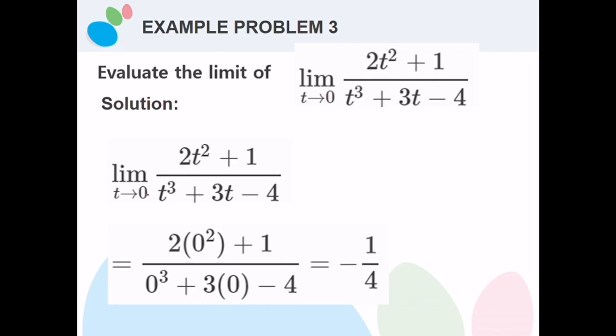So our t will be substituted with 0: 2 times 0 squared plus 1 over 0 raised to 3 plus 3 times 0 minus 4. So overall, our answer is equal to negative 1/4.